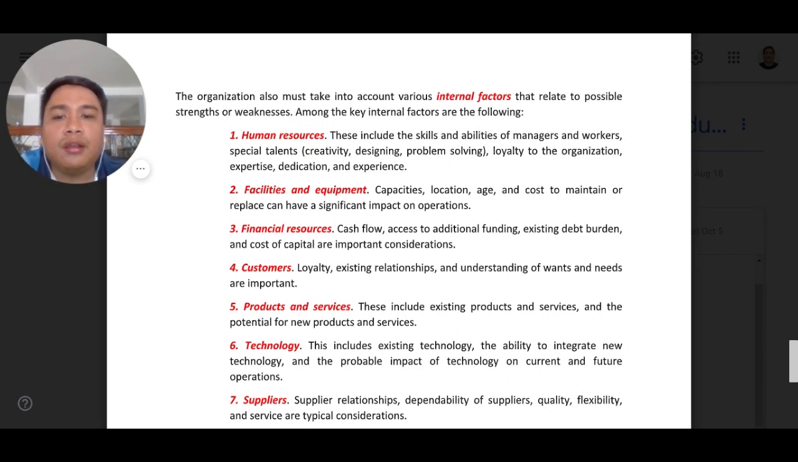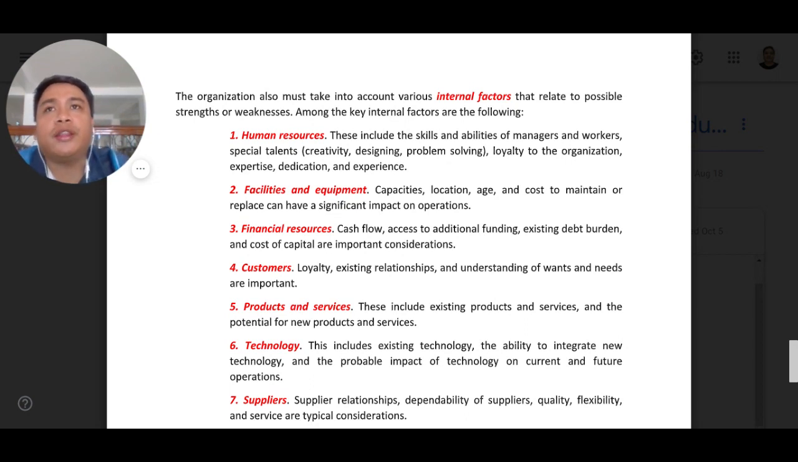Okay. Next is yung financial resources. Okay. Cash flow, access to additional funding. Do we have that easy access to be able to get our loans? Okay. Existing debt burden, cost of capital are important considerations. Yung cash flow natin, mabilis ba tayo makakakuha ng pera para makapagbili tayo ng mga raw materials? Okay? That's what we call financial resources. Customers also, they produce loyalty.